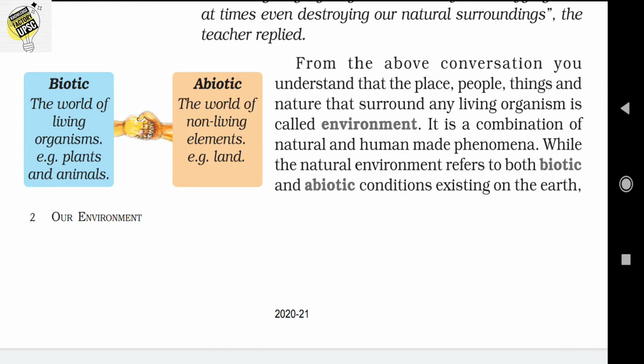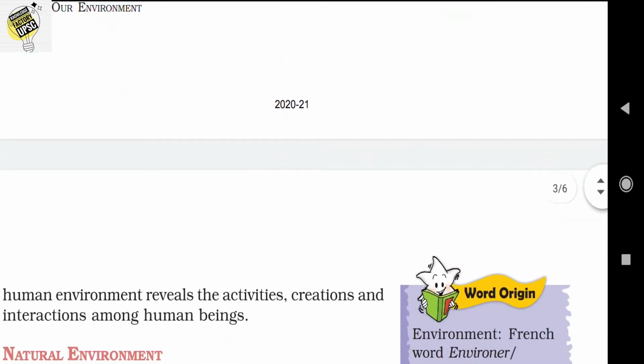Okay, so there is a brief description of the environment. The nature that surrounds any living organism is called environment, which comprises biotic and abiotic factors. So there's a chance of a question arising: what is biotic and what is abiotic? The biotic world means the world of living organisms, that means the organisms which have life. They are known as biotic life, that includes plants and animals. Abiotic organisms include the world of non-living things, for example land, rocks, etc. I hope that it is clear to you.